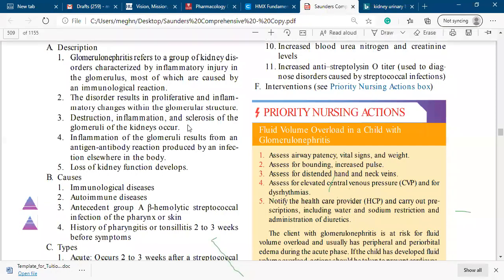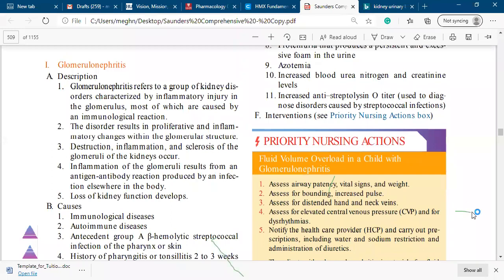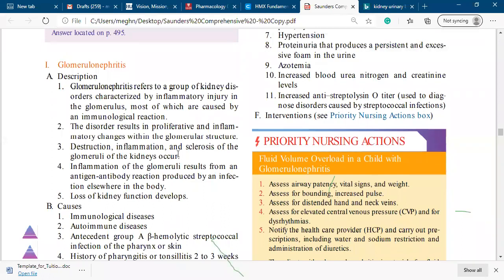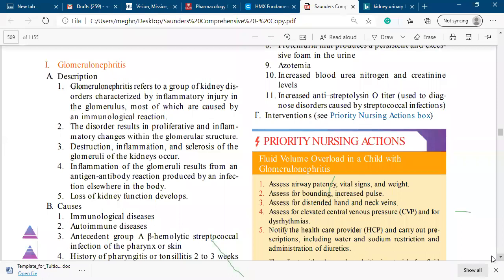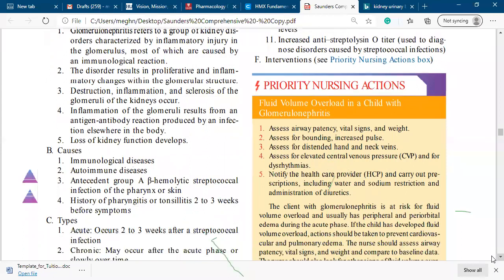So here we are talking about glomerulonephritis basically. If any patient, or children, since we are talking about pediatrics, has glomerulonephritis, sooner or later their kidney function shuts down. Loss of function of the kidney, right? Because of inflammation. And the underlying cause, we said, is infection, autoimmune disease, or immunological disease.